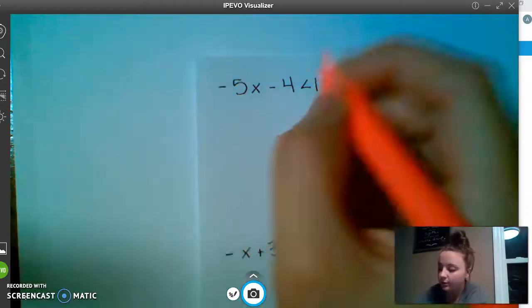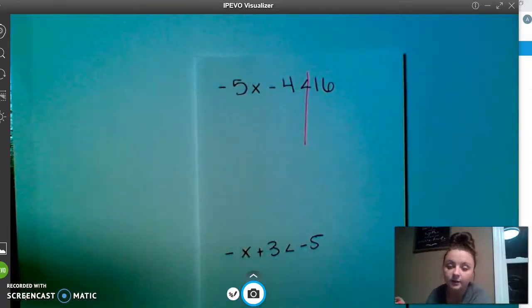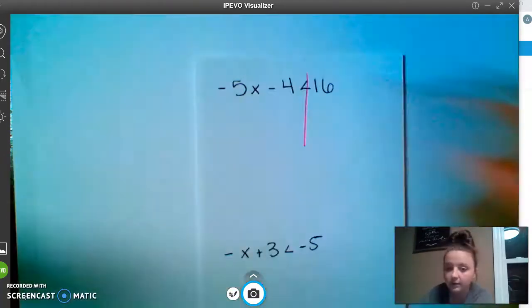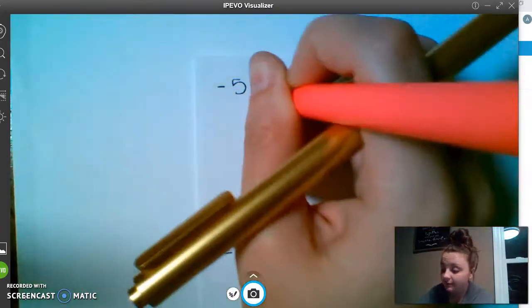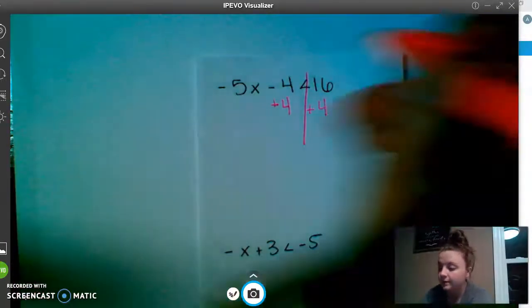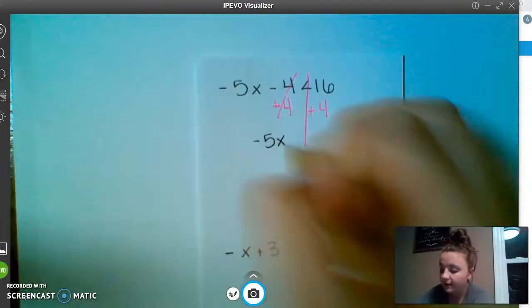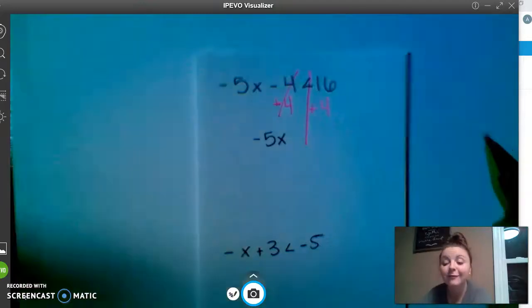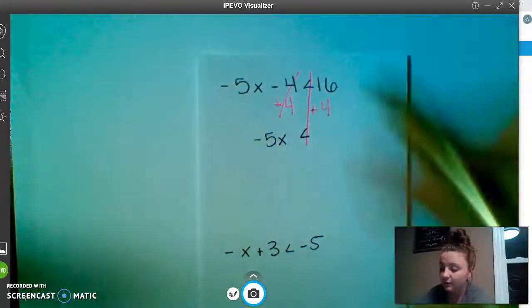So, for example 1, if we draw a line right there, we're trying to get x by itself. And this says negative 5x minus 4 is less than 16. So the first thing that we need to do is get rid of the minus 4 because we do order of operations backwards. So to get rid of minus 4, we have to add 4 to both sides to keep that equality, the balance. Those cancel out, and I have negative 5x remaining. I didn't multiply or divide by a negative on both sides, so my sign stays. And 16 plus 4 is 20.